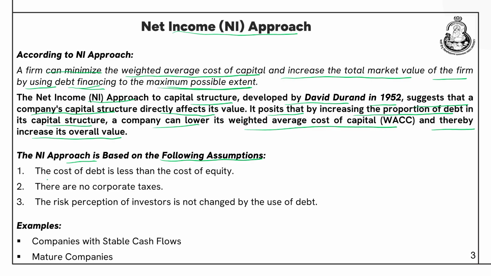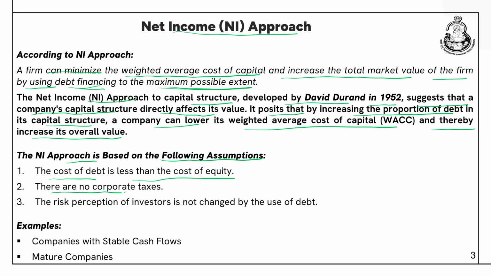The first assumption says that the cost of debt is less than the cost of equity. We already know that. And why is the cost of debt less than the cost of equity? Because debenture holders assume less risk and equity shareholders assume more risk. So, debenture holders are paid a lower rate of interest as compared to the rate of dividend on the equity shares, right. That is why equity is costly for a company and debt is cheaper for the company.